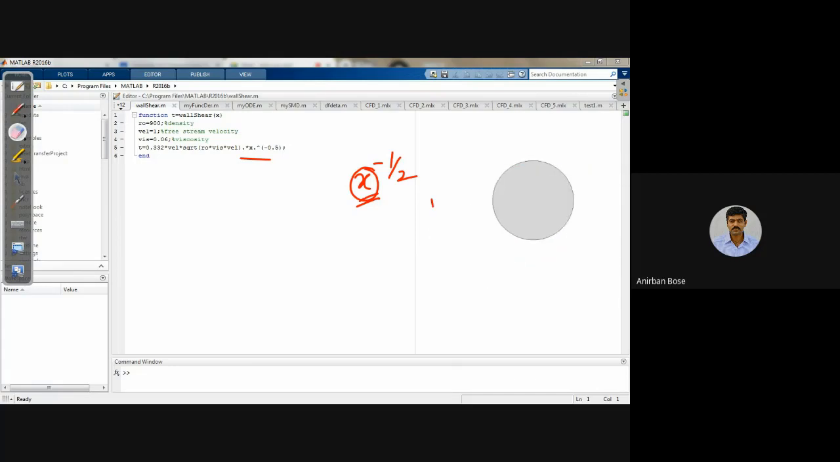So it is basically a matrix. You have to remember that it is a vector quantity, and when you want to multiply with some matrix, when you want to do element by element operation, then instead of multiplication you have to use dot multiplication, and for the power you have to use dot to the power. Okay, so dot to the power and dot multiplication, that is what is important. After that everything is simple. That function wall shear is already created in this way.